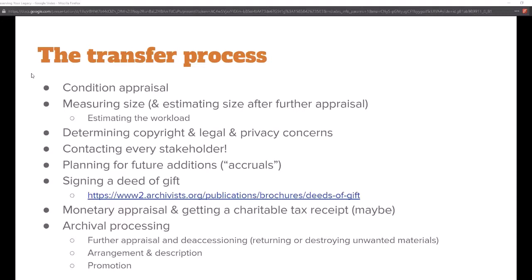Once all this stuff is really officially received, they will do further processing and appraisal. They may return things they don't want. They may just destroy them, depending on what you two have agreed on. They will look at the arrangement of the stuff that they received. They will document it. They will describe it. They will write a blurb about you. They will put all that stuff on their website, and they will begin to promote the collection.